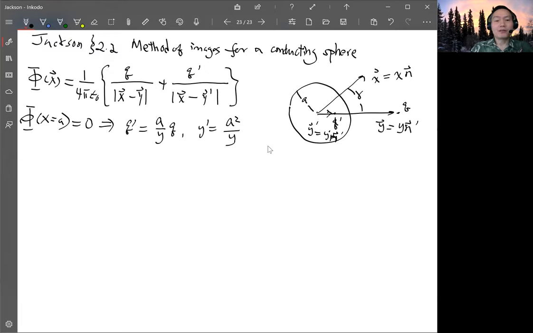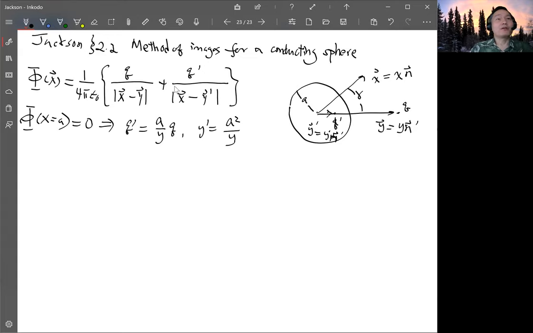Okay, and the next step is to do some integration in Jackson's discussion, the two integrals. One is the total charge on the sphere. The other is the force on the sphere due to the original charge. These two integrations are not difficult, but it's just a little bit long, so I'll do it here. The first step, you can take a derivative of the potential on the surface, which is equivalent to evaluating the radial component of the electric field on the surface. Okay, so we can do it that way.